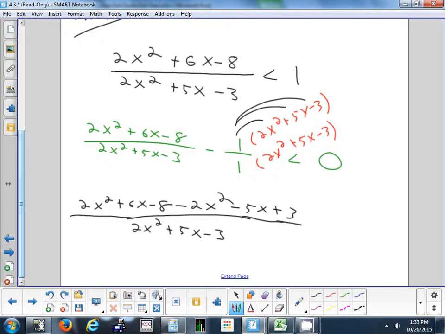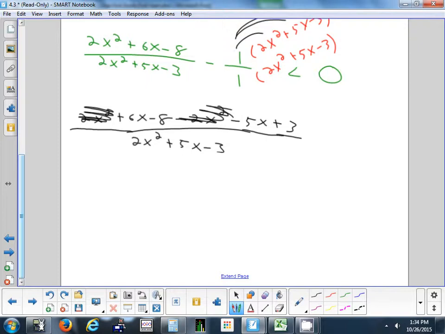And it's kind of nice that we got a negative 2x squared, because that's going to cancel positive 2x squared. Now I don't have any x squareds in the top. I'm not going to have to factor this. It's already going to be factored. 6x, take away 5x, is x. And negative 8 plus 3 gives me negative 5. Okay, so I have a linear factor in the top. And now the bottom has to factor.